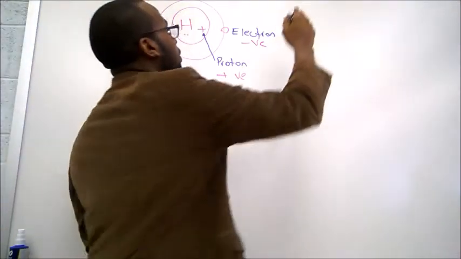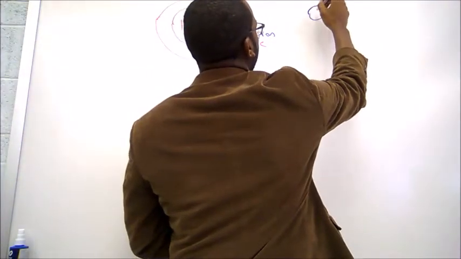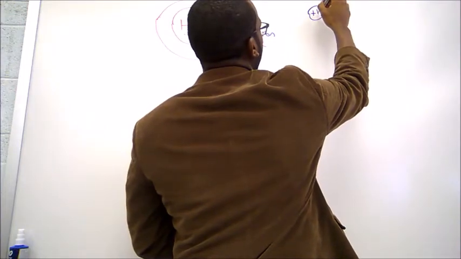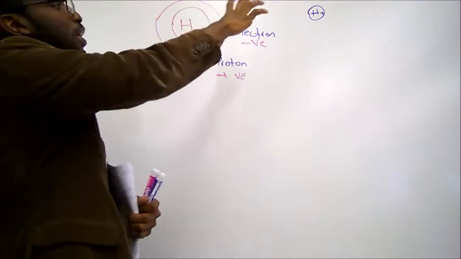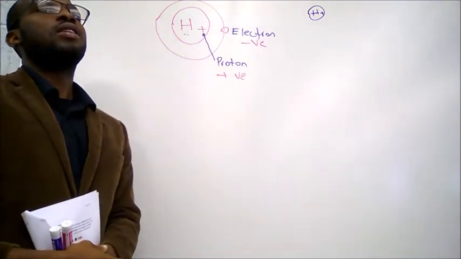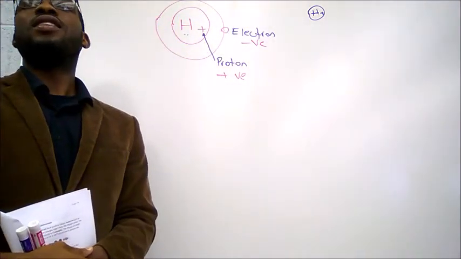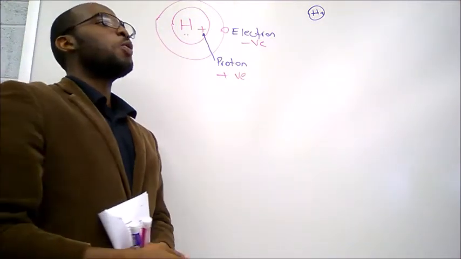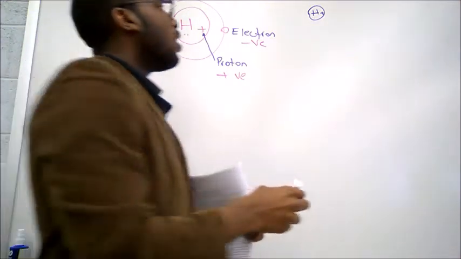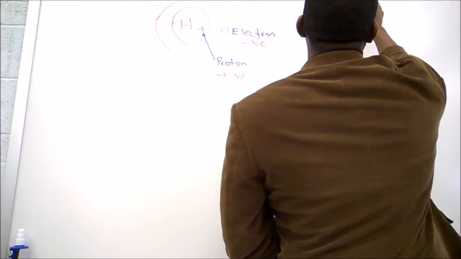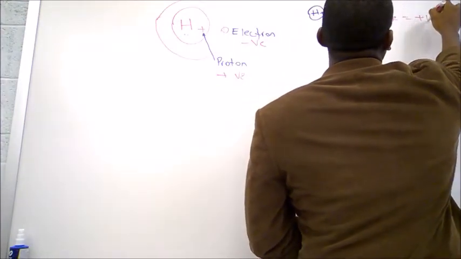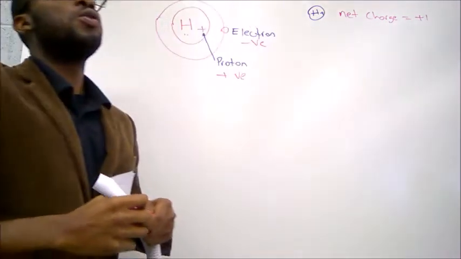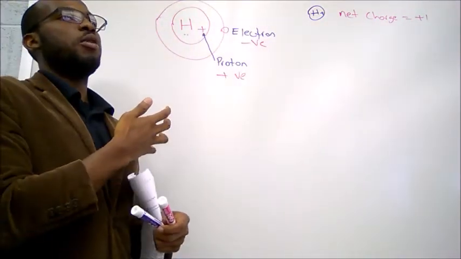So I'll just draw. Here we have only one proton. Does this ion have a net charge? What is the net charge? Okay, so we can write here, the net charge is +1, because there is no negative there to offset that positive.